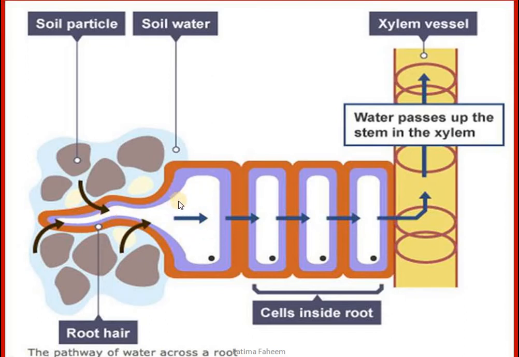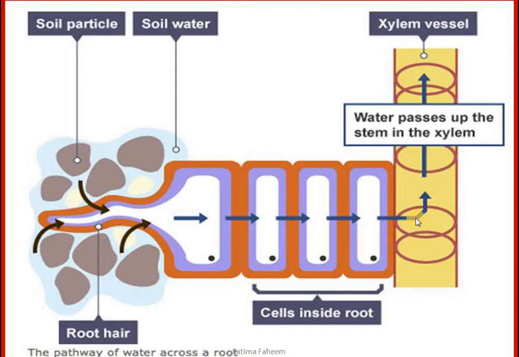So now when the water is here in the root hair cell, it will be more compared to the next cell. So water will move from root hair cell to the next cell. Now this cell has more water potential compared to the next one. So water will move from this cell to the next, and similarly to all the adjacent cells. All this is because of osmosis, that water was moving from higher to lower water potential through a partially permeable membrane. This will happen till water reaches the xylem vessel.